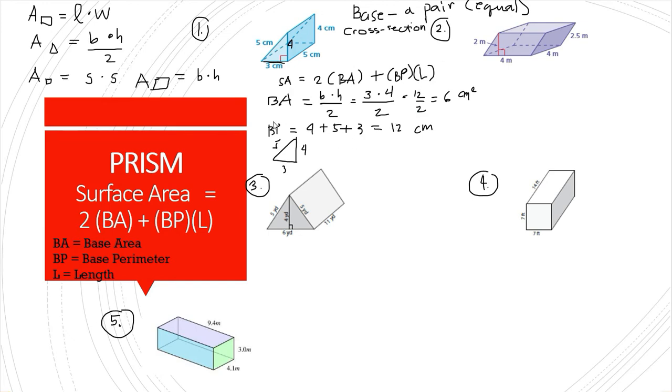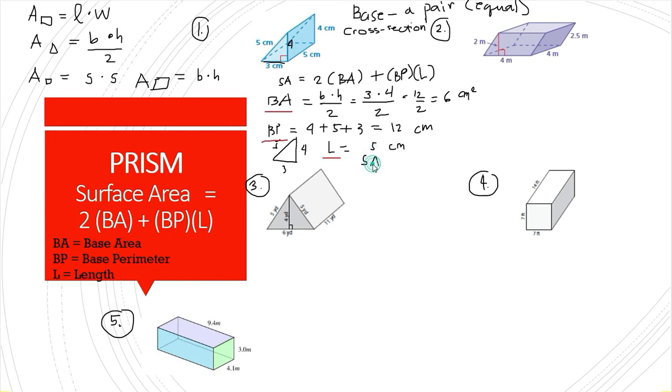Now let's find the length. What's our L? L is equal to the measure we did not use yet, or how long your object is. This is how long our object is. So we have 5 centimeters right here. This is the length. Now how will we use the formula? So this is our base area, base perimeter, and the length. Let's now go back to the formula we have.